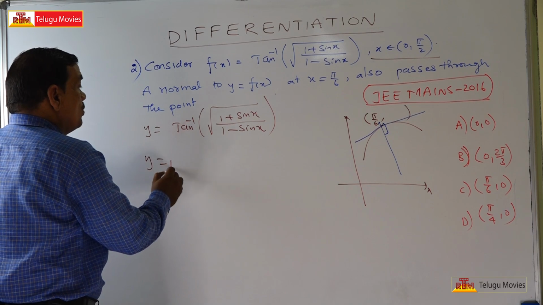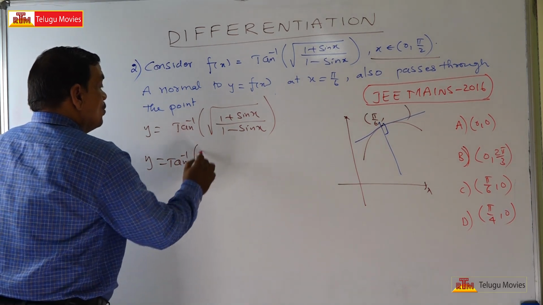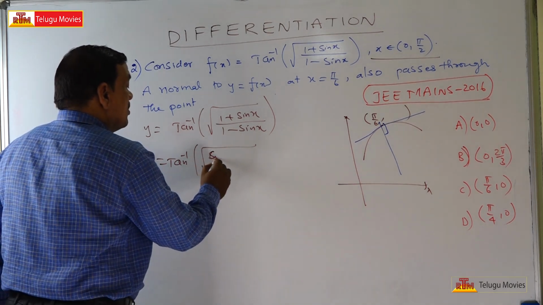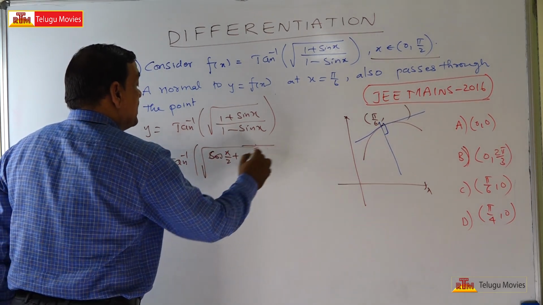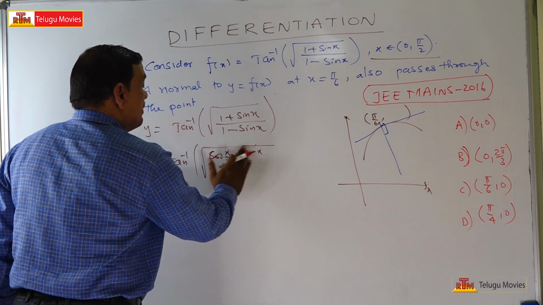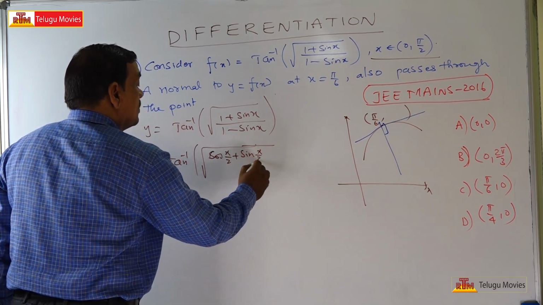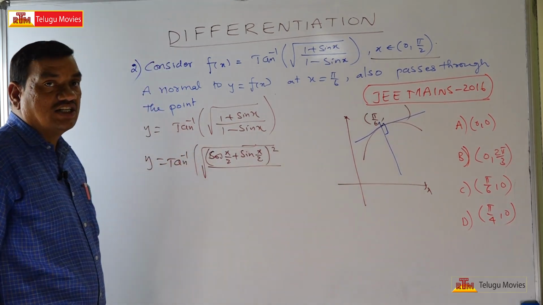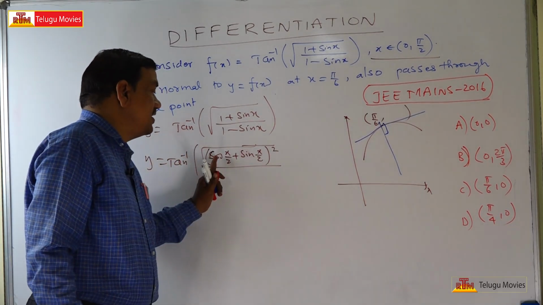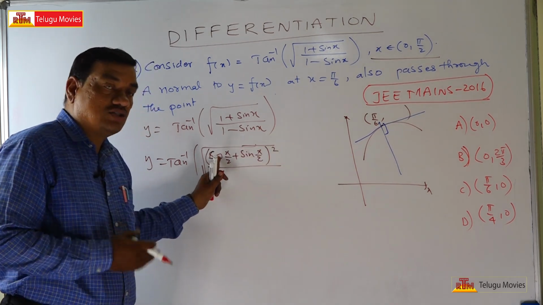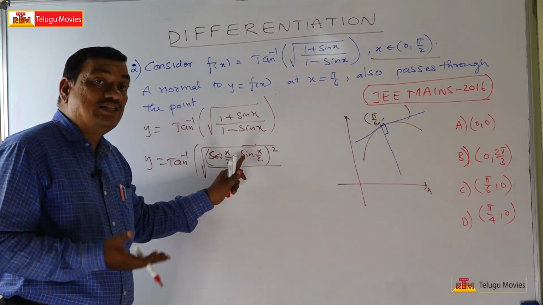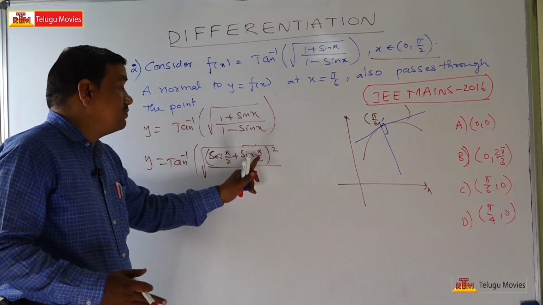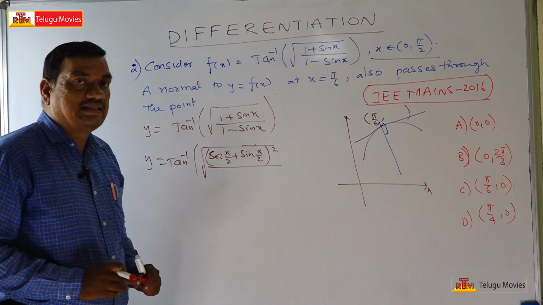So y = tan inverse of root of 1 + sin x. Can I write it as (cos x/2 + sin x/2) whole square? Yes, I can write. Why, sir? (a + b) whole square: a square, cos square x/2 + sin square x/2, that is equal to 1, plus 2 times sin x/2 into cos x/2, which is sin x.